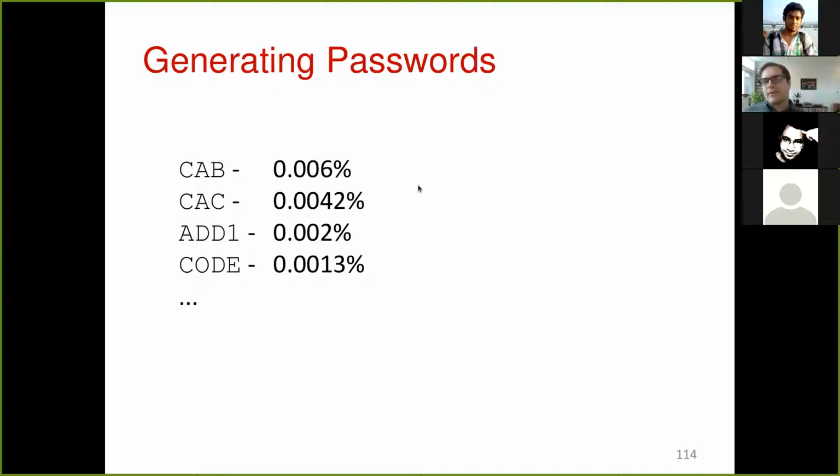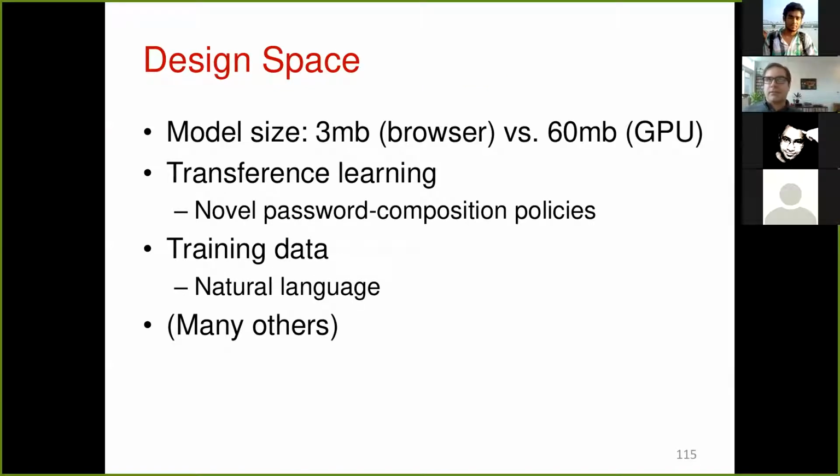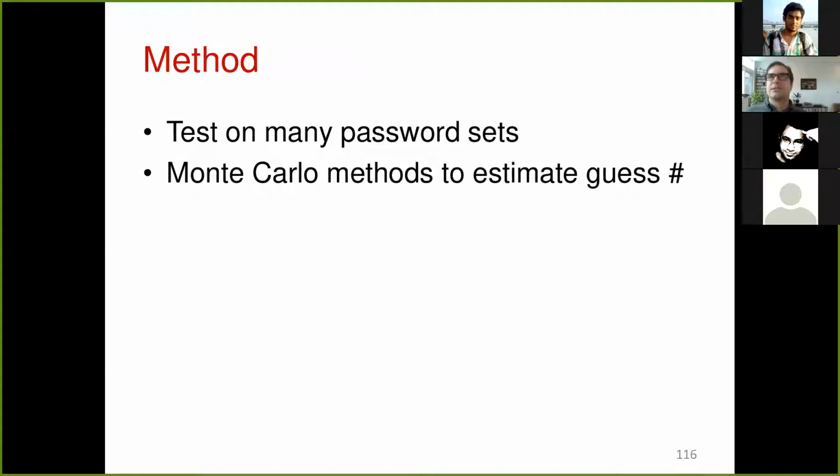And we did have a cutoff. I think it was something like 10 characters was the cutoff for context, right? So we basically compared, well, how does the design space of this neural network model impact password guessability? So we tried different model sizes. We tried transfer learning to different password composition policies. We tried different types of training data, like does it help to have dictionaries in there as it does for a lot of other password guessers, or is it actually best to just have passwords? And it turns out the answer is just having passwords for neural networks.